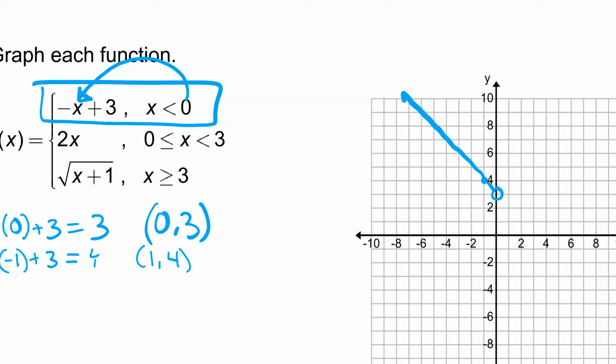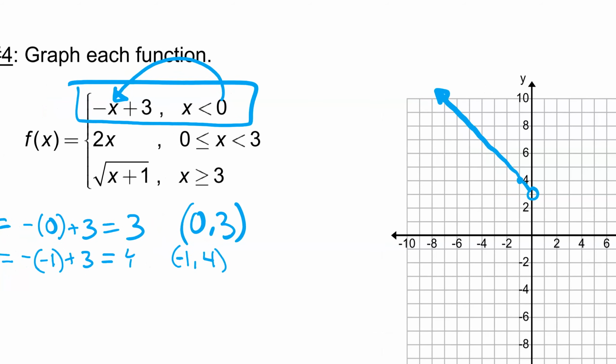Negative 1 is less than 0, so it's fine. But 0 is not less than 0. So at x equals 0, I have an open circle. And of course, my open circle should be smaller, but I'm trying to make it so you can see it from the back of the room. Why would it be negative 1, 4? Wouldn't it be on the other side? Sorry, this is negative 1, 4. I plugged in negative 1, 4.